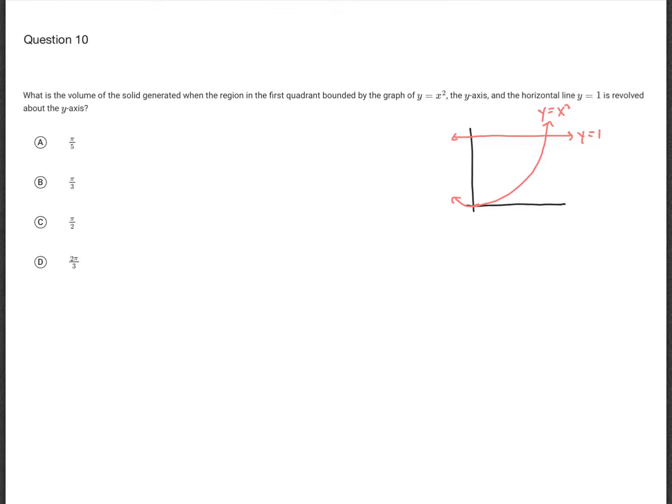Okay, so this is a region in the first quadrant bounded by x squared, y equals 1, and the x-axis, and the y-axis, sorry. Okay, so that's this region. And this is revolved around the y-axis. So we're revolving it around the y-axis here. Okay, so that means now this is the radius we're looking at. Our cross section will be some circle here.